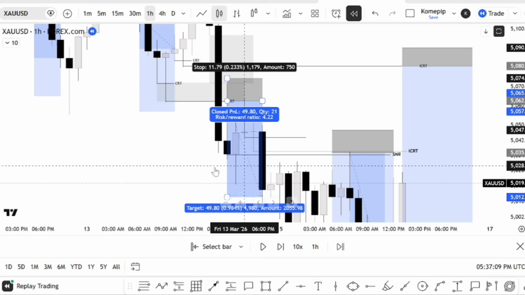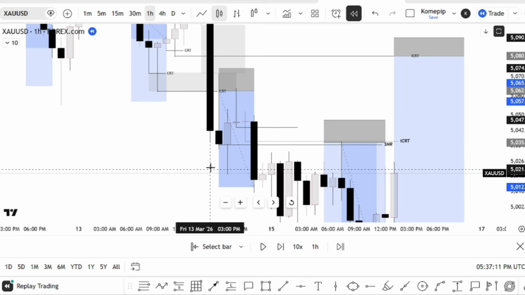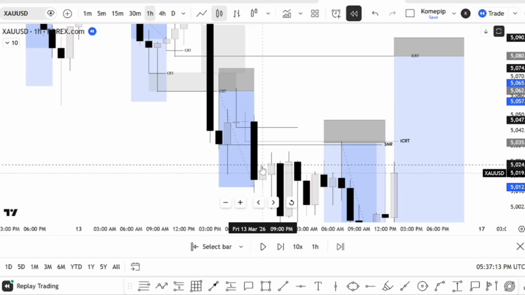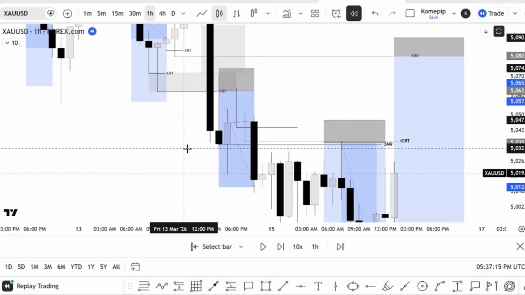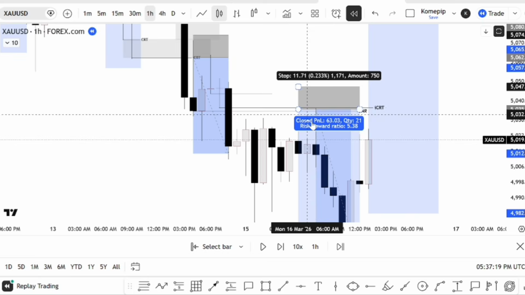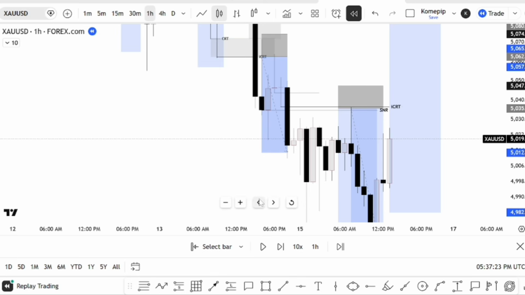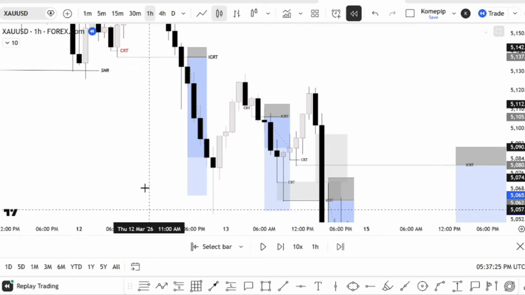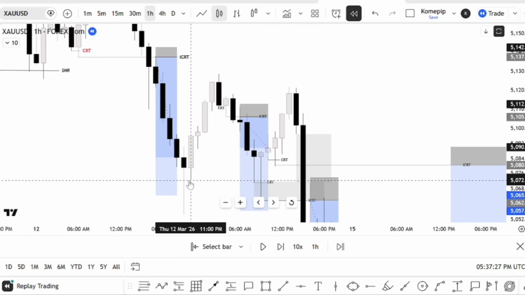Price breaks it. What does that tell us? It tells us that price is willing to go to the downside, that the buyers are a bit weak, so price wants to pull down. That's exactly what happened, and price went to the downside. You see, if you understand this simple logic, you are going to increase your win rate.